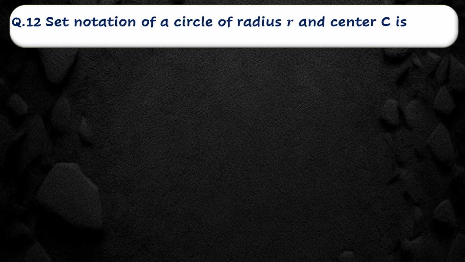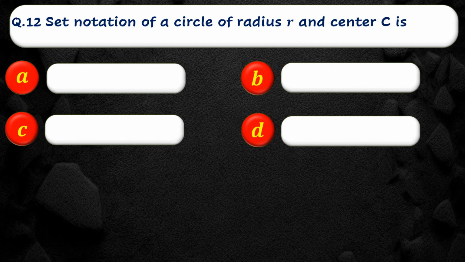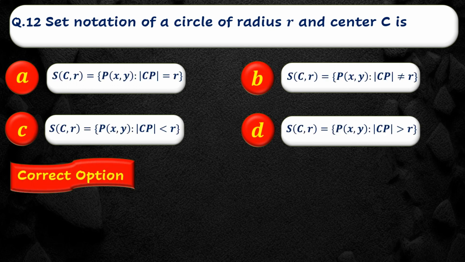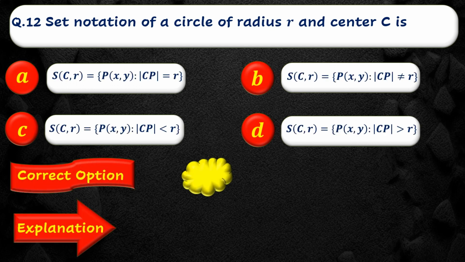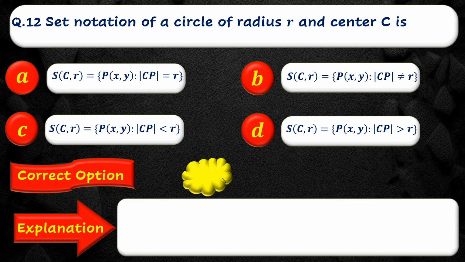Question number 12. Set notation of a circle of radius r and center C is, and the options are. Let's check out which one is the correct option. But before that, let's explain it. Here, the correct option is this. As we know that by definition of circle, circle is a set of points whose distances from a fixed point called center of circle must be equal to radius of circle. So this is the correct option. So the correct option is option A.